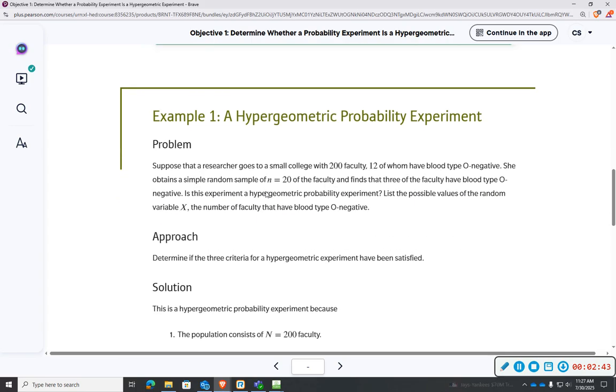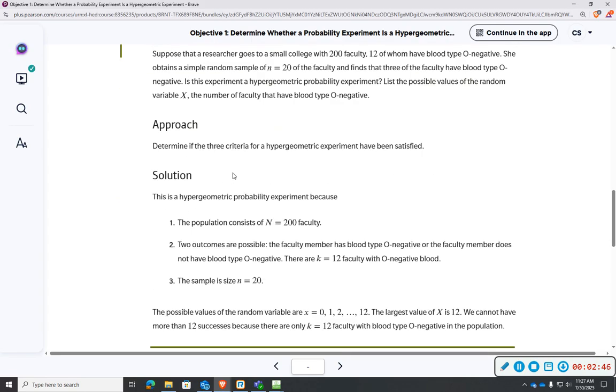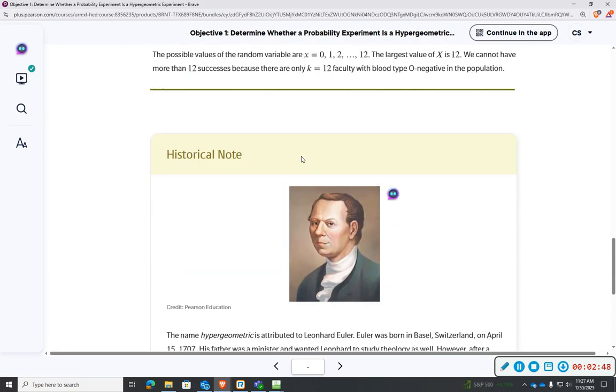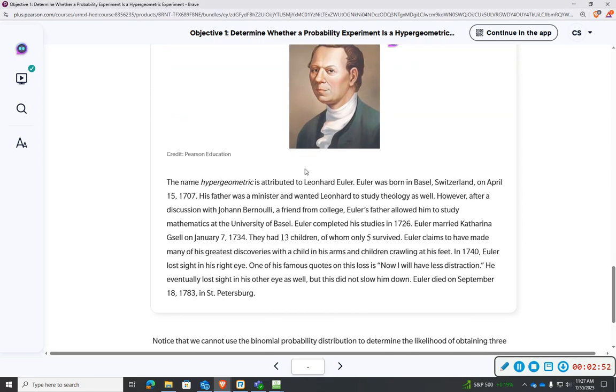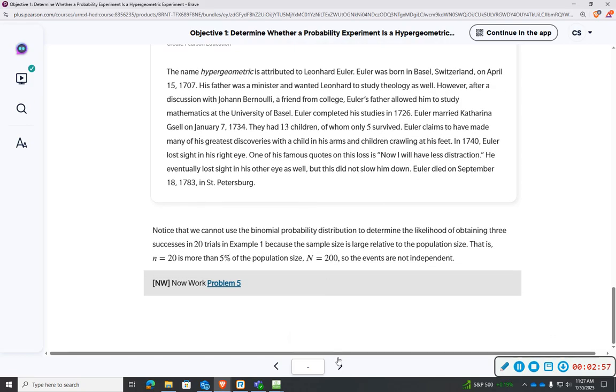working on problems. So you have some examples here. I would encourage you to read over those. Some history on how this came about and some of the people that researched this.